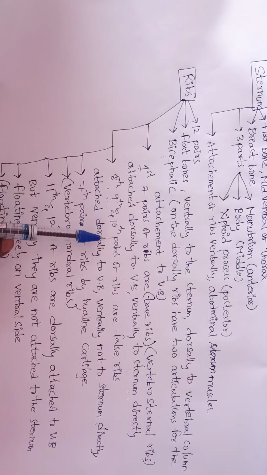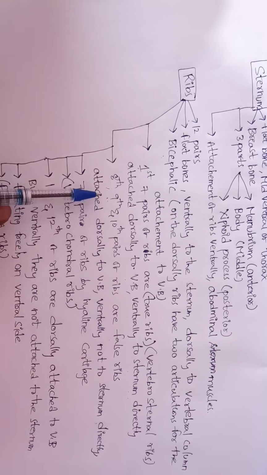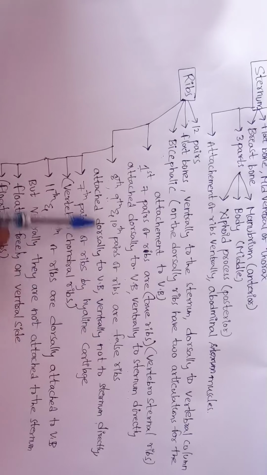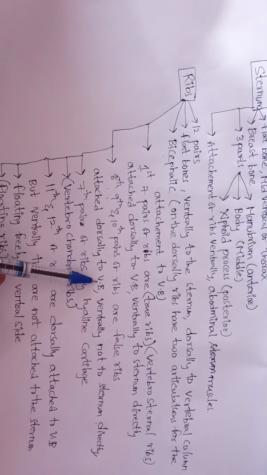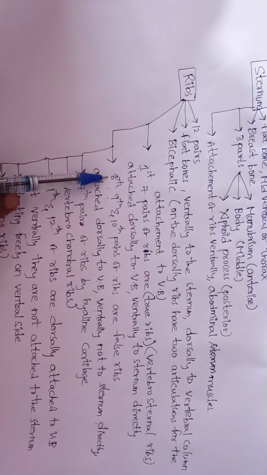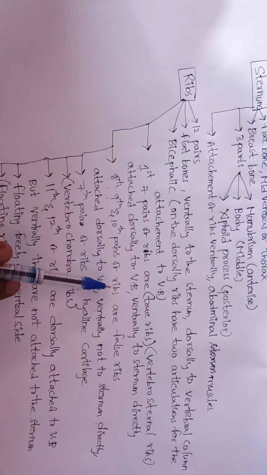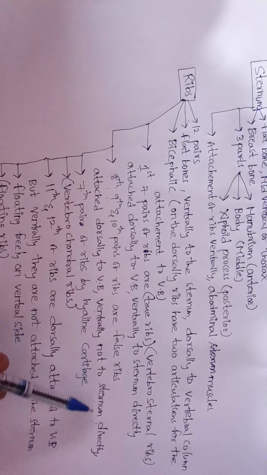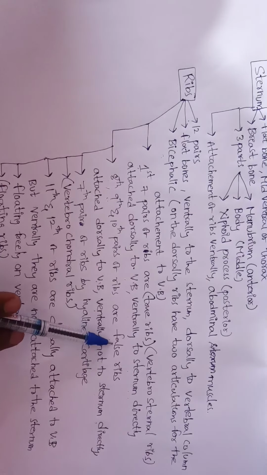The 8th, 9th and 10th pairs of ribs are false ribs. What are false ribs? These are also attached dorsally to the vertebral column, but ventrally not attached to the sternum directly. Hence these ribs are false ribs.